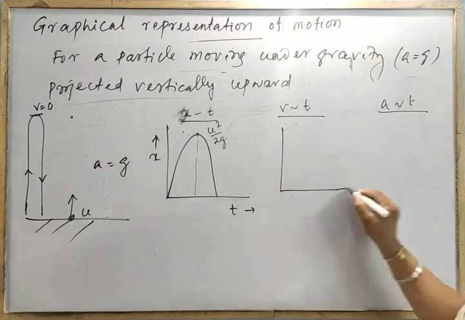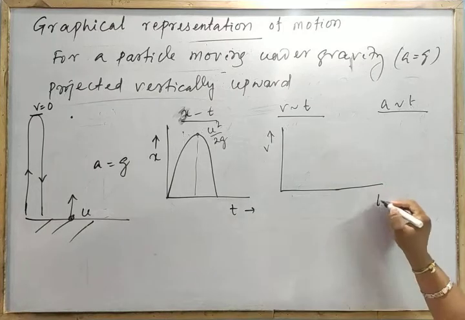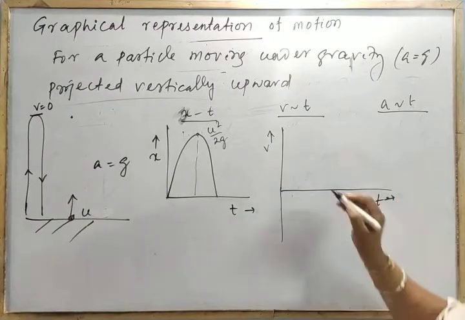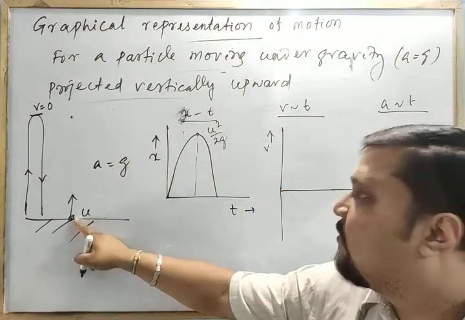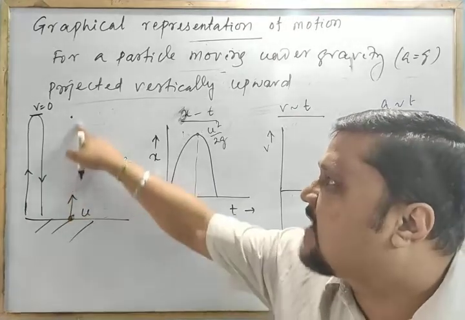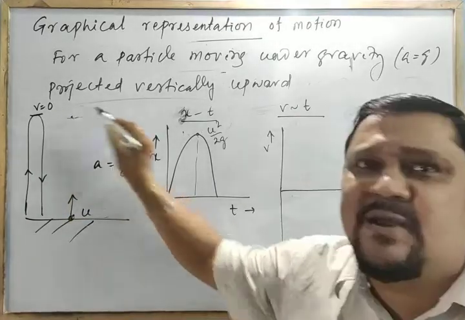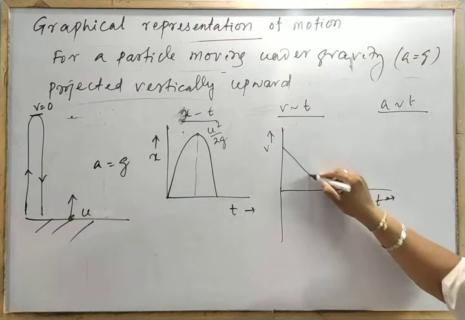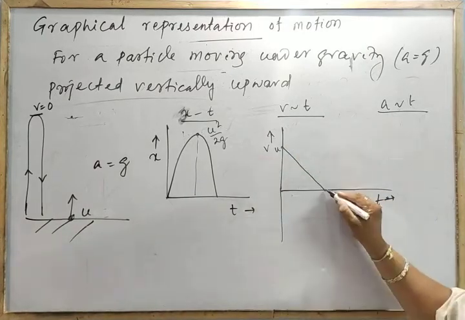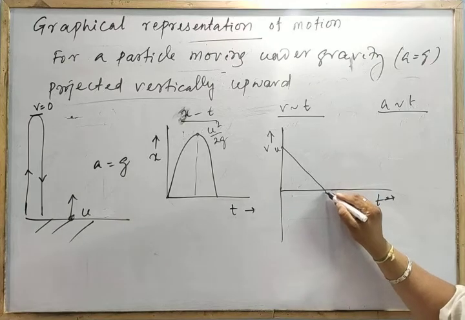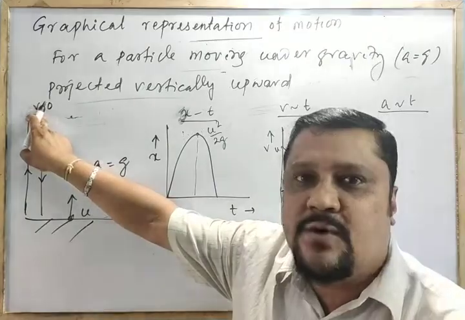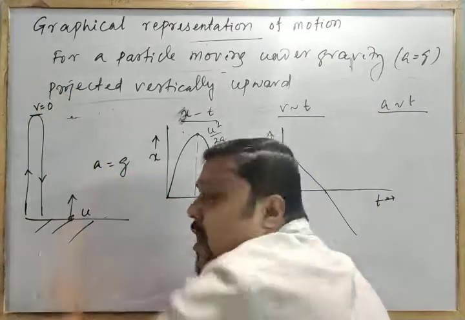Velocity time graph. You have given it velocity u, now it goes up. The velocity goes on decreasing and becomes 0. Here it starts with velocity u, and comes to 0. Then it becomes negative, and the body drops down. It will fall. You will consider this fall.